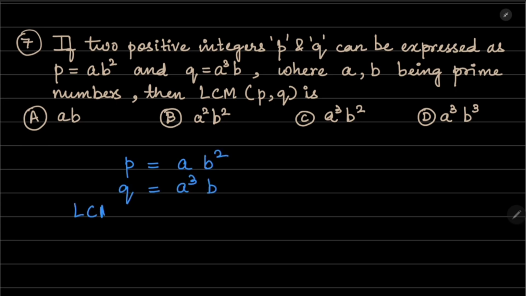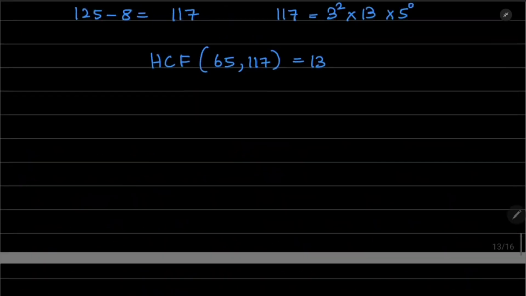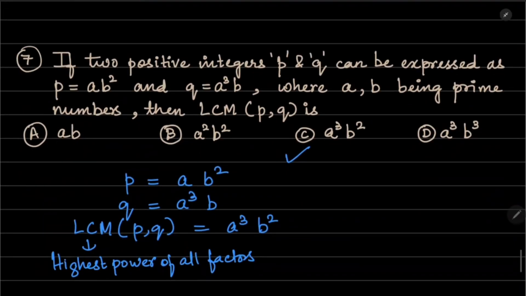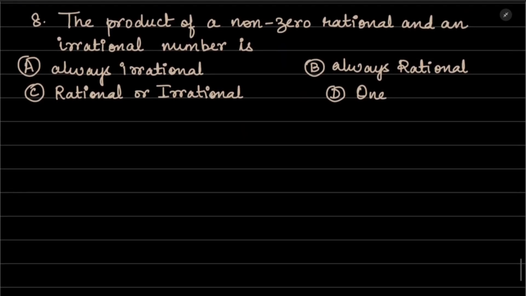So your LCM of p and q will be equal to, whenever you have the LCM, you have to take the highest power of all factors. Okay, so what is the highest power of a? It's a cube. What is the highest power of b? It's b square. So a cube b square, the answer is C. That's your right answer. Let's move on to the last question, the eighth question.